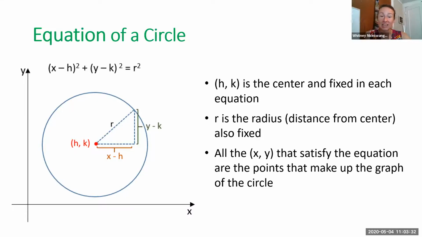So the coordinate h, k is the center of our circle, and it's going to be a fixed value. Those are going to be real numbers. r is the radius, which is the distance from the center. That's also going to be a fixed real number in each equation. Then the x, y are the only things that are actually going to be letters, and those are going to be all the pairs of x, y's that satisfy the equation, meaning they're all the points that are a distance of r from the point h, k. Take some time to think about that and to really look at that equation of a circle there.